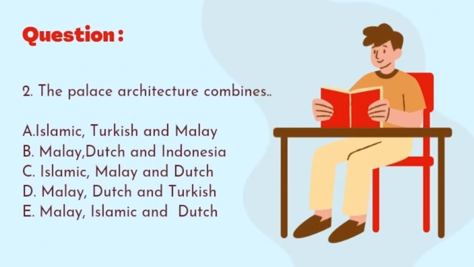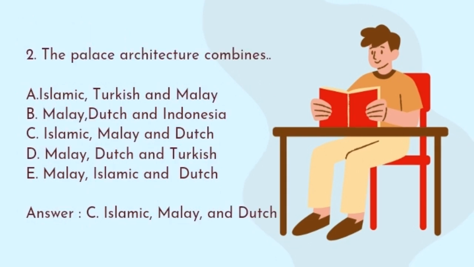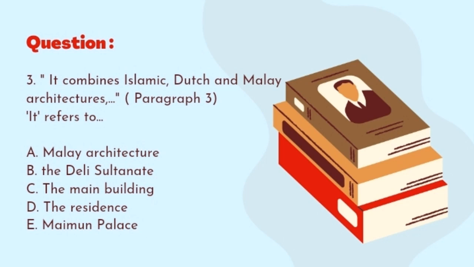The next question. The palace architecture combines: A. Islamic, Turkish and Malay. B. Malay, Dutch and Indonesia. C. Islamic, Malay and Dutch. D. Malay, Dutch and Turkish. E. Malay, Islamic and Dutch. And the answer is C. Islamic, Malay and Dutch.